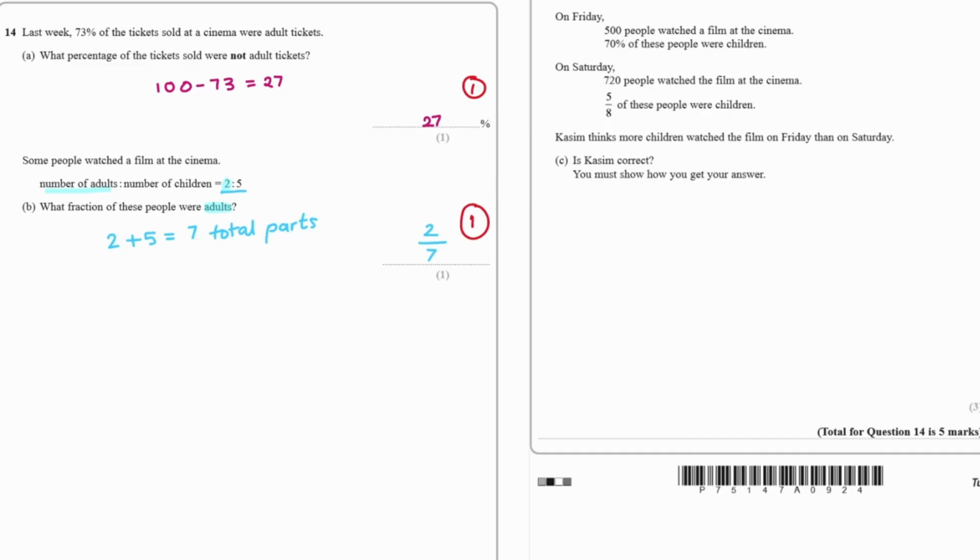The next part says, on Friday, 500 people watched a film at the cinema.